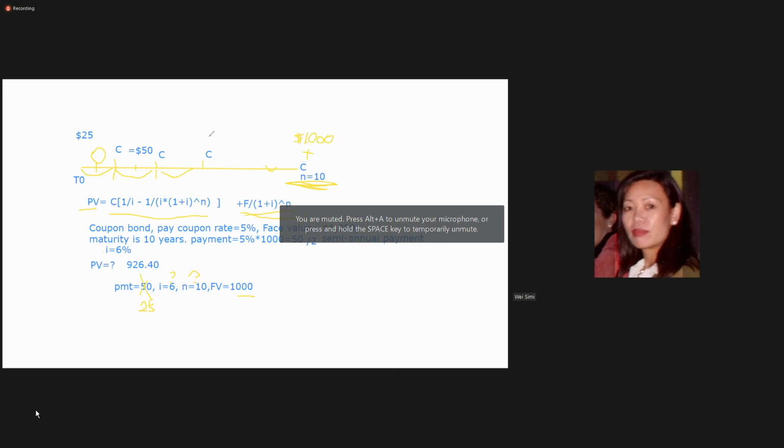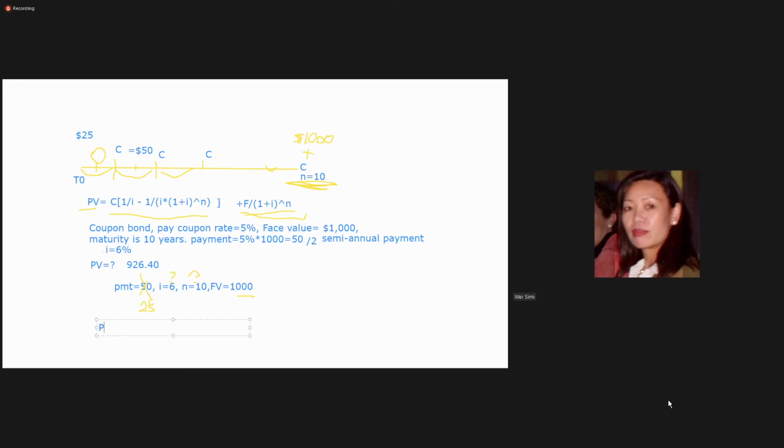Do we get it? Anybody? You want it, okay, let's do it again. Do it together. When you put the PMT payment equal to 25 because 50 divided by 2. Interest rate right now becomes 3 because 6 divided by 2. And N becomes 20 because twice a year, so 10 years. Then future value is the bond value, your money. Future value equals 1,000. Push the button for future value. So everything's done, and you push the button for the bond value. So that's the present value of the bond.